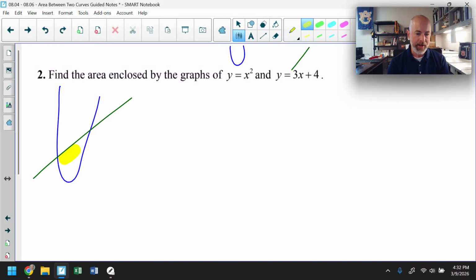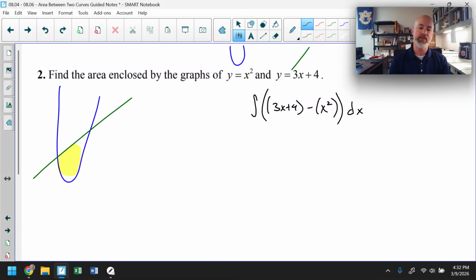And with that, I already know that my top curve must be the 3x plus 4, so the antiderivative of 3x plus 4 minus the antiderivative of, well, minus x squared. I'm not going to do a second antiderivative. And there is our integrand.